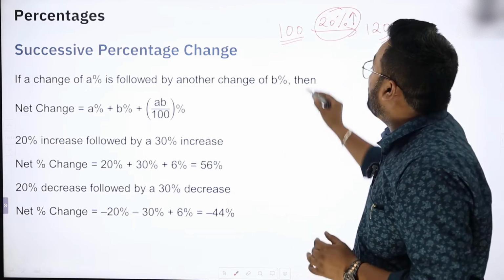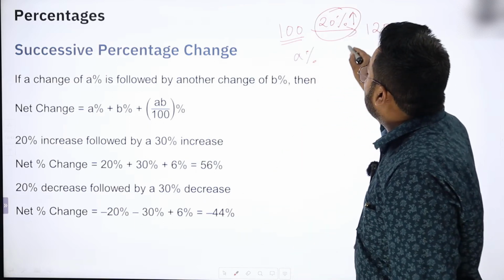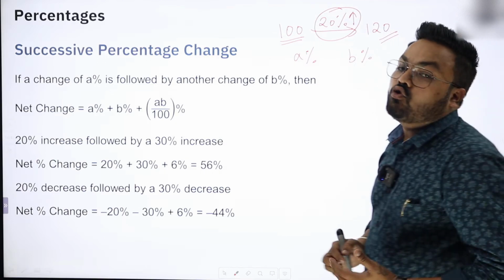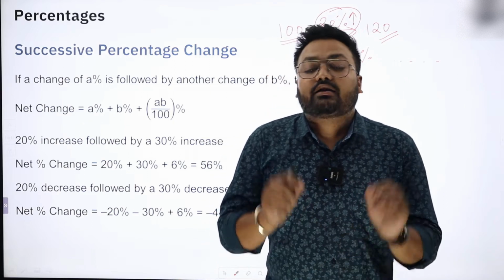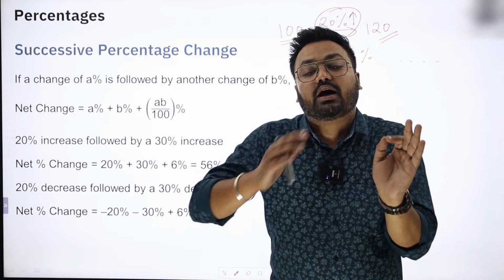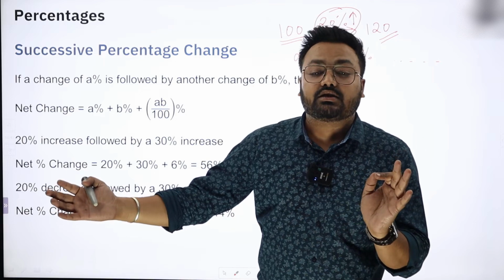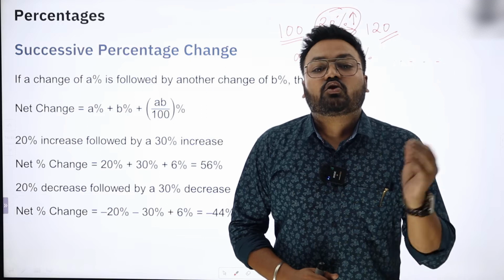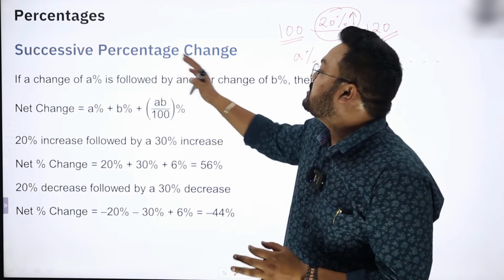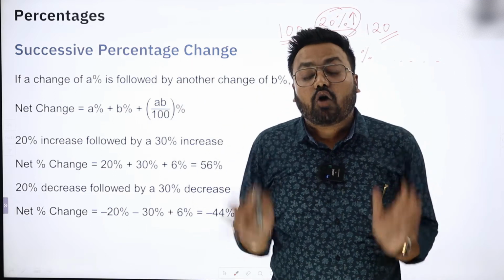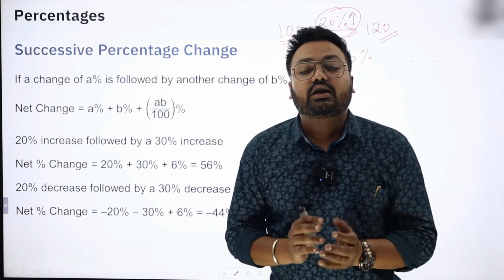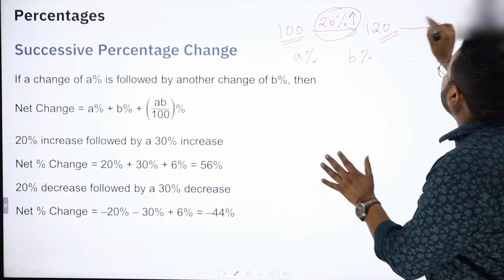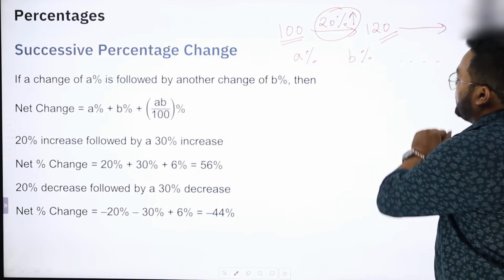That means there would be A percent change, then B percent change, and there can even be more than 2 percentage changes. If one value is changed by 2 or more percentages, that means there is a successive percentage change. So let's see how this works and what will be the net percentage change, or I would say what will be my final answer after the successive percentage change.